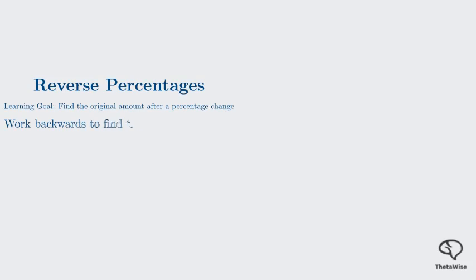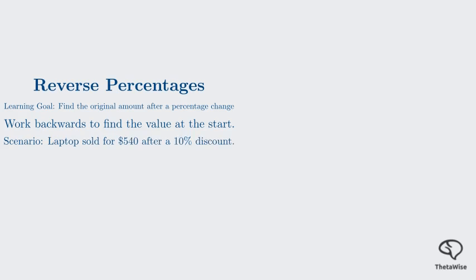Our final objective is often considered the trickiest, reverse percentages. Our goal is to find the original amount after a percentage change. This is used when you know the final value after a change has happened, and you need to work backwards to find what the value was at the start. Consider this scenario: a laptop is sold for $540 after a 10% discount.